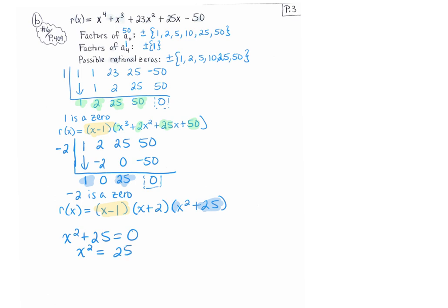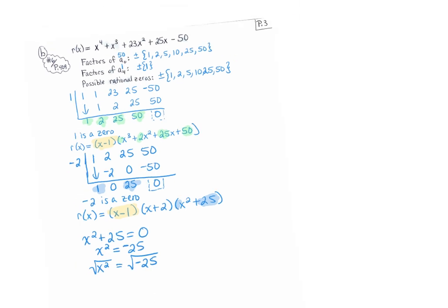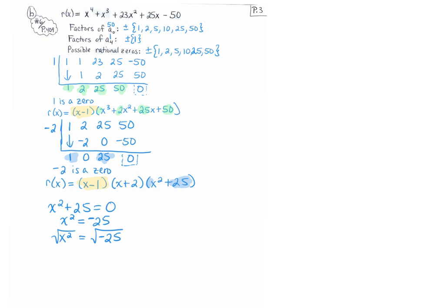25. Positive or negative? Negative, good. And now what do we do to both sides? Square root. Good, take the square root of both sides. Hey, but you're taking the square root of a negative, which means what is involved? I, very good. So when you take the square root, how many answers do you get? 2, excellent. Plus or minus what? 5i, excellent. So those are our remaining zeros.